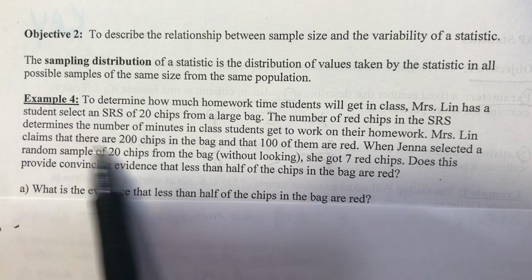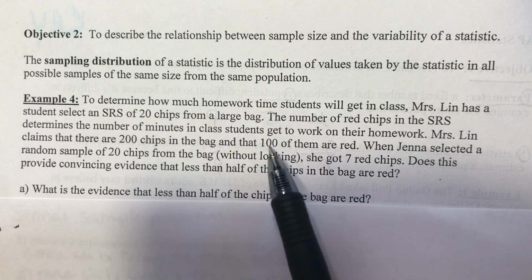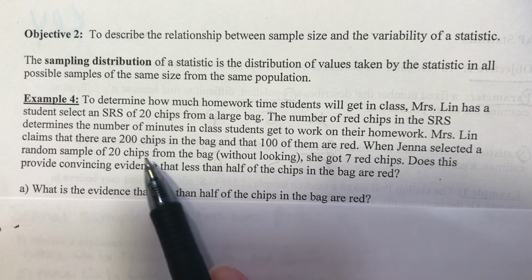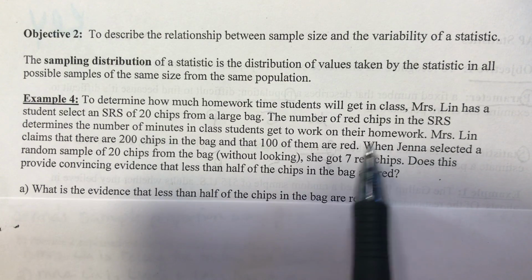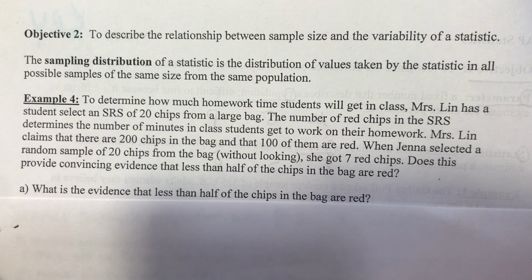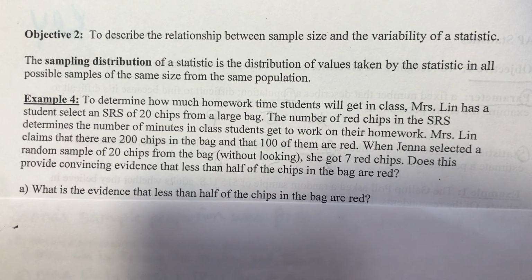Mrs. Lynn claims that there are 200 chips in the bag and that 100 of them, half of them, are red. When Jenna selected a random sample of 20 chips from the bag without looking, she got 7. So you would expect there to be 10, right? If it's half and she picks 20, you'd expect 10.